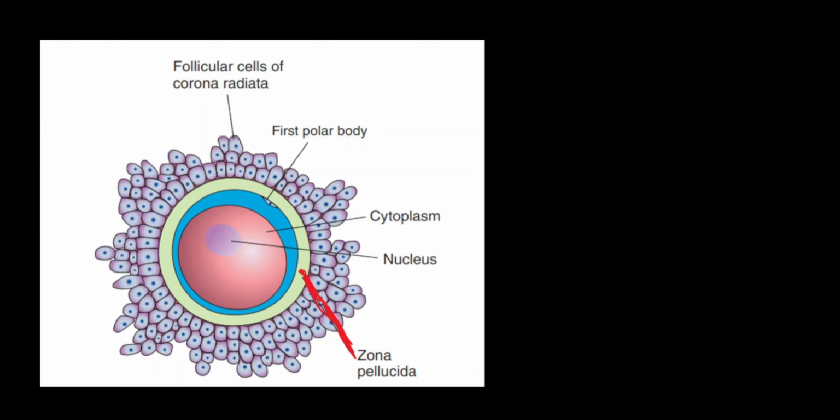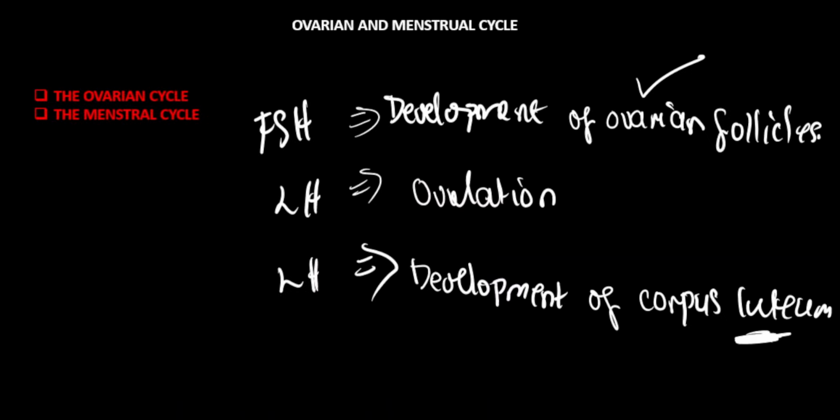All right, now very important for us to take note of. So far we have seen the process of ovulation, which is simply the release of this secondary oocyte into the ovarian tube. Now let's take a look at the development of the corpus luteum.